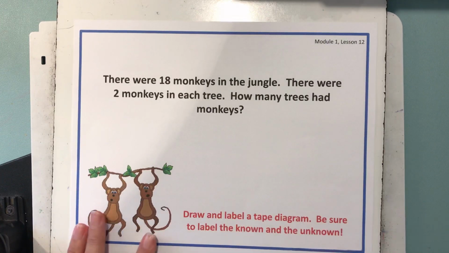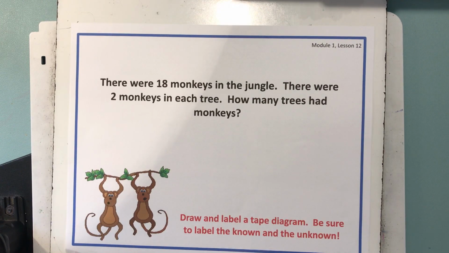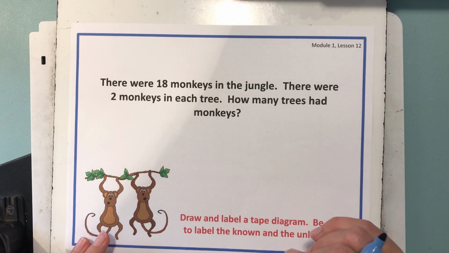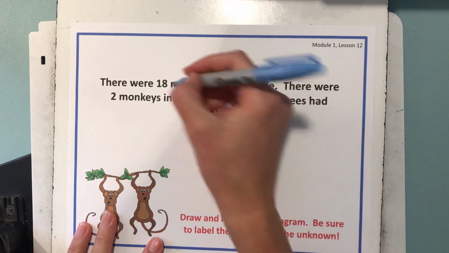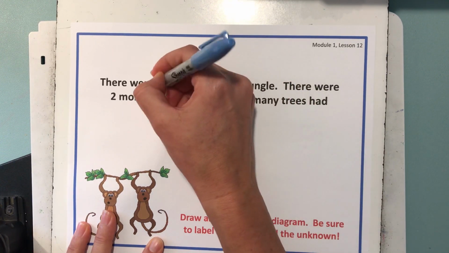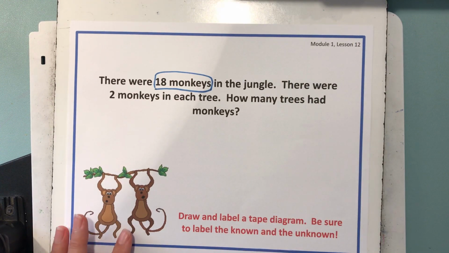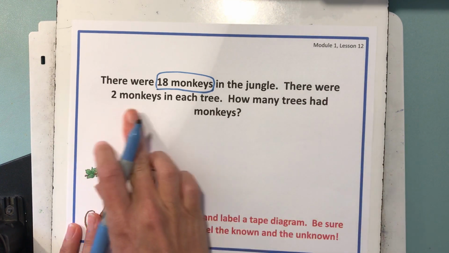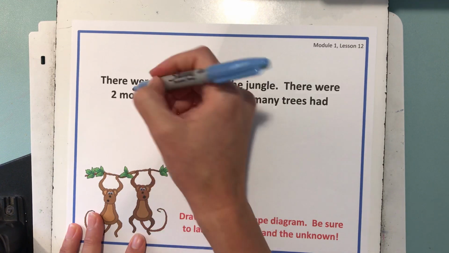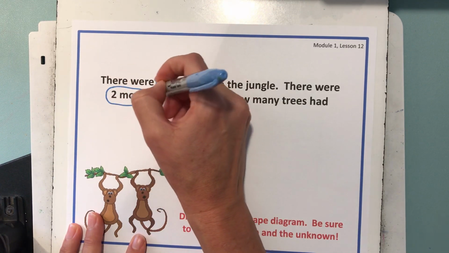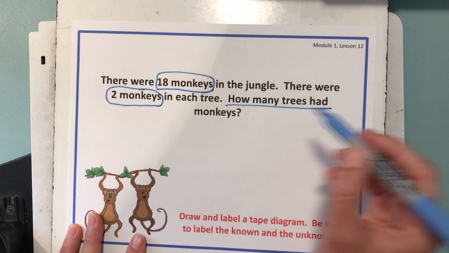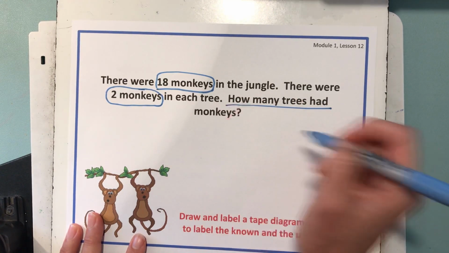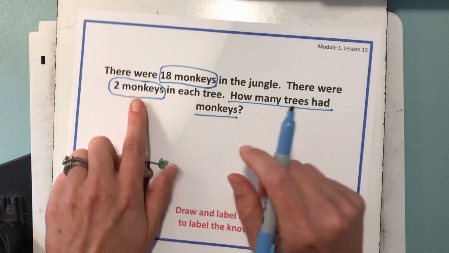Next one. There were 18 monkeys in a jungle. So this one, I want you guys to watch this one again with me. There was 18 monkeys in the jungle. Ooh, do we know the total? Think about this. Do we know the total already? There were 2 monkeys in each tree. Oh. How many trees had monkeys? Okay, so this is what we need to figure out.